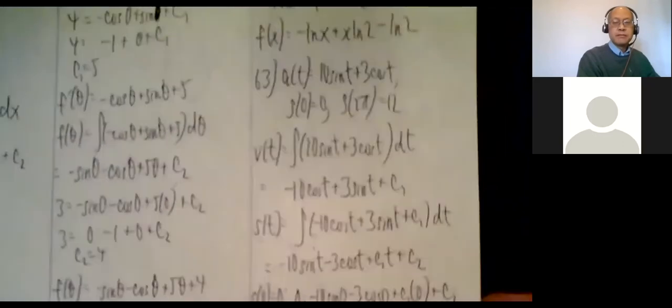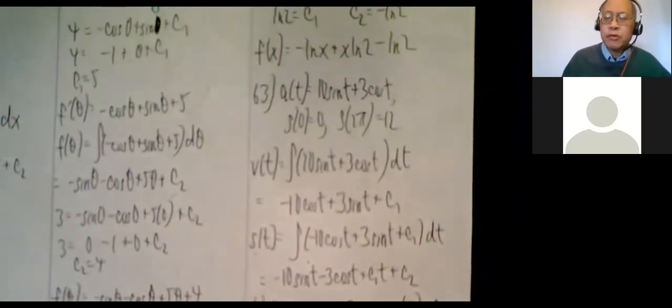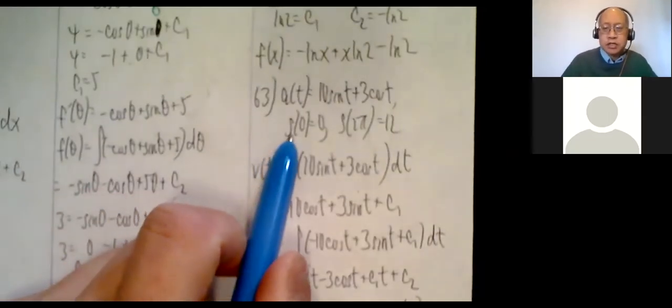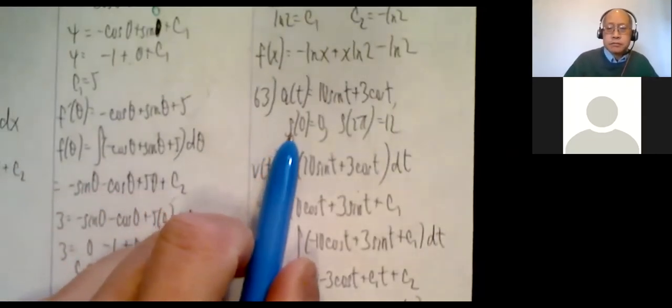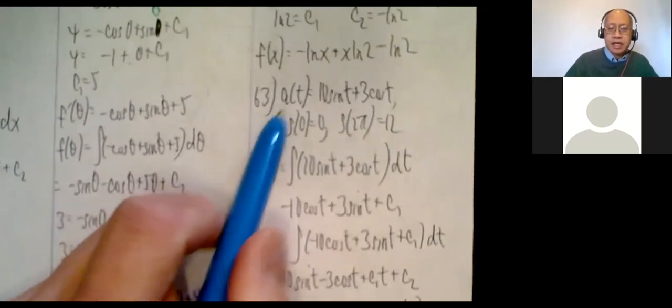So 63. Notice this is backwards from what we did before. Again, S is for a distance function. We've written that before, so I don't think I need to write it again. V is velocity, A is acceleration.